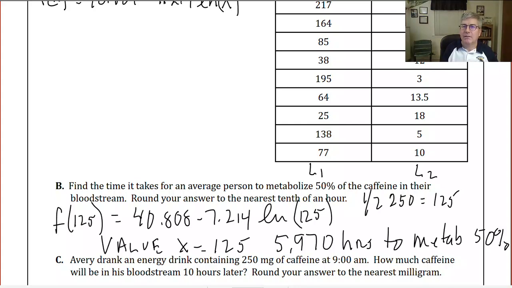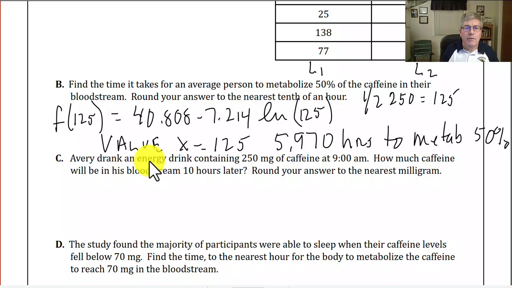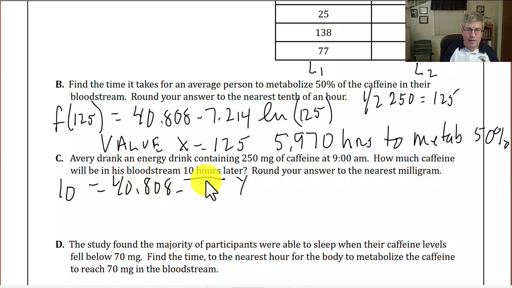In C, it says Avery drank an energy drink containing 250 milligrams of caffeine at 9 a.m. How much caffeine will be in his bloodstream 10 hours later? So now remember, 10 is a y. 10 equals 40.808 minus 7.214 natural log of x. So what we want to find, we want to solve for x.